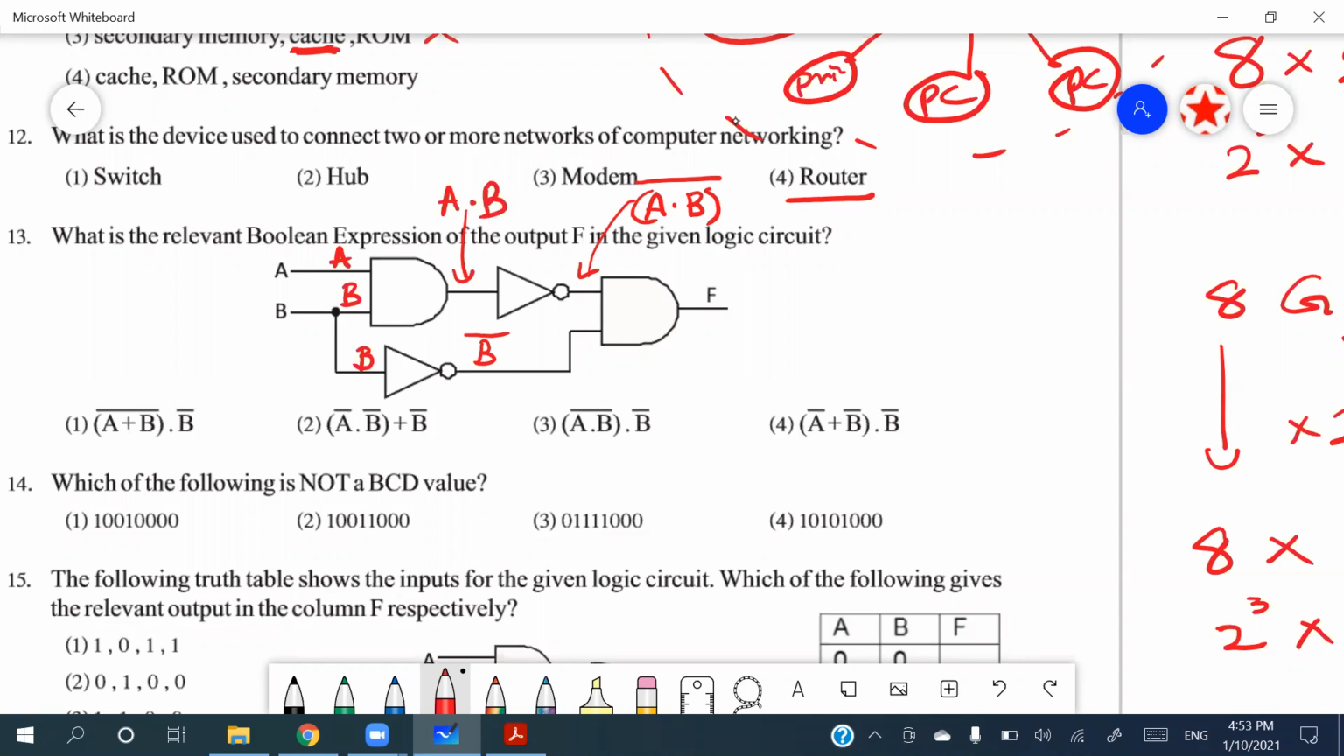So the output is going to be A dot B total bar dot B bar. So it is the final answer, which gives you the third one, right? So you have to be very careful when you find a NOT gate in front of ANDs, ORs, and all these things, right? Which represents the total bar, or the inversion happens to the entire expression, right?